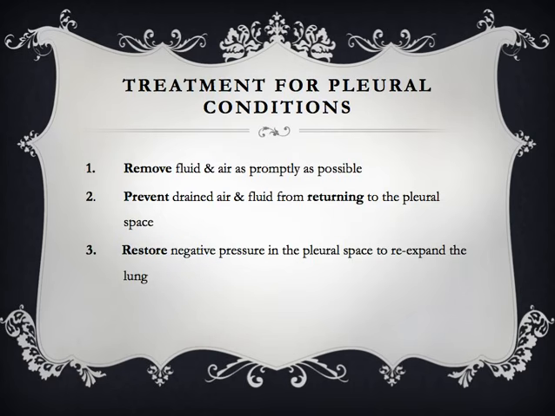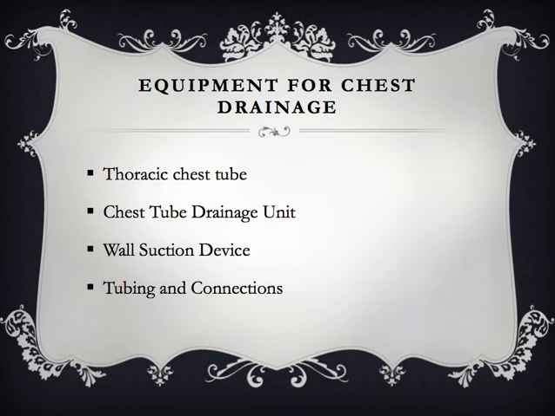The treatment for all of these conditions is to remove the air or the fluid as promptly as possible. We want to prevent it from returning to the pleural space, and we want to restore that negative pressure within the pleural space to re-expand the lungs. We do that with, of course, the insertion of a chest tube.